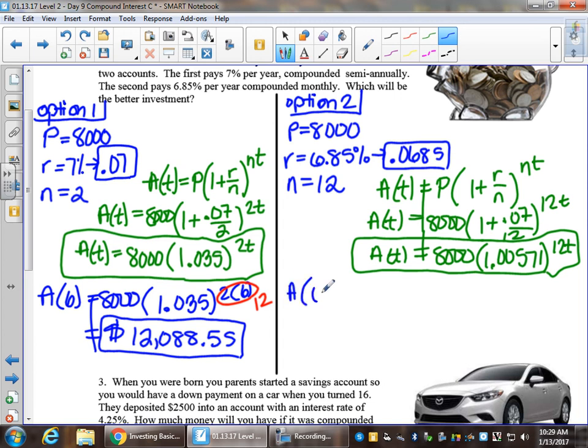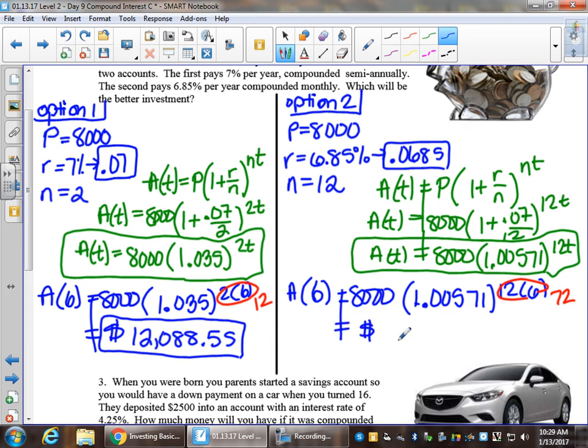Again, calculating A of 6, that'll be 8,000 times 1.00571 raised to the 12 times 6. 12 times 6 is 72, so that'll be my exponent. Plugging that into the calculator, we get, give you a second to get that. $12,053.95.